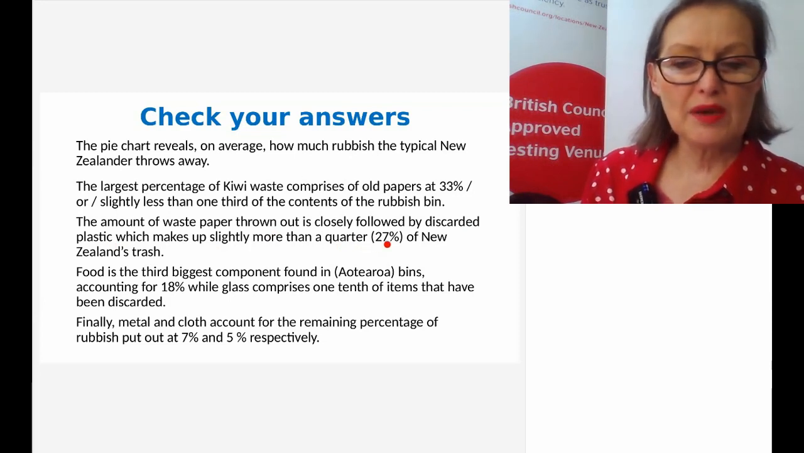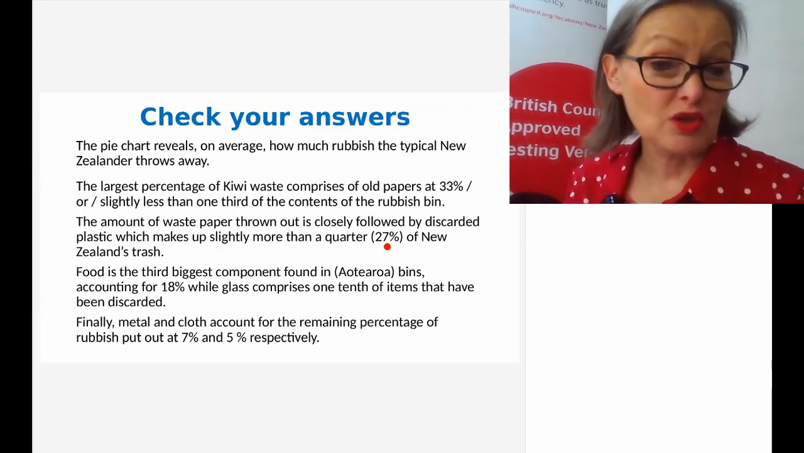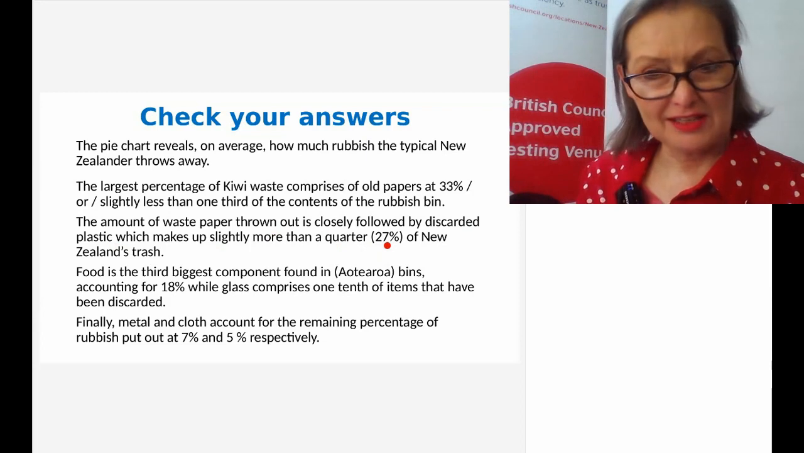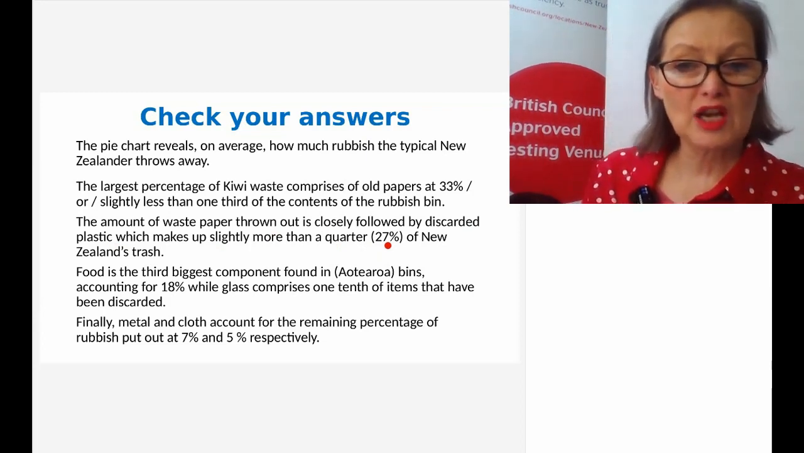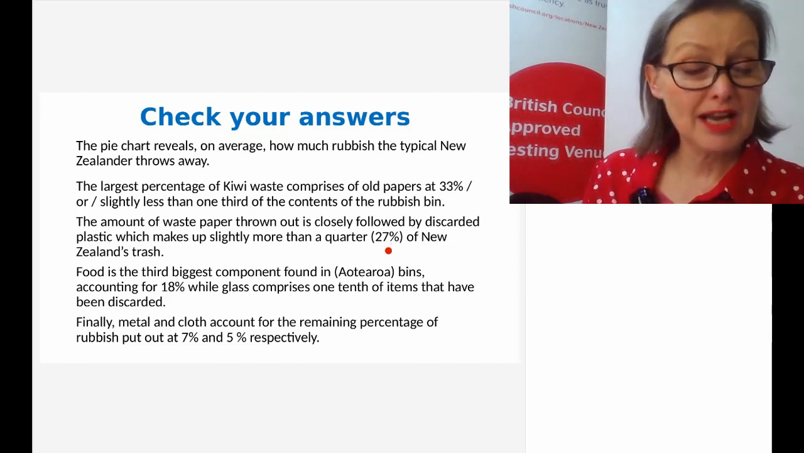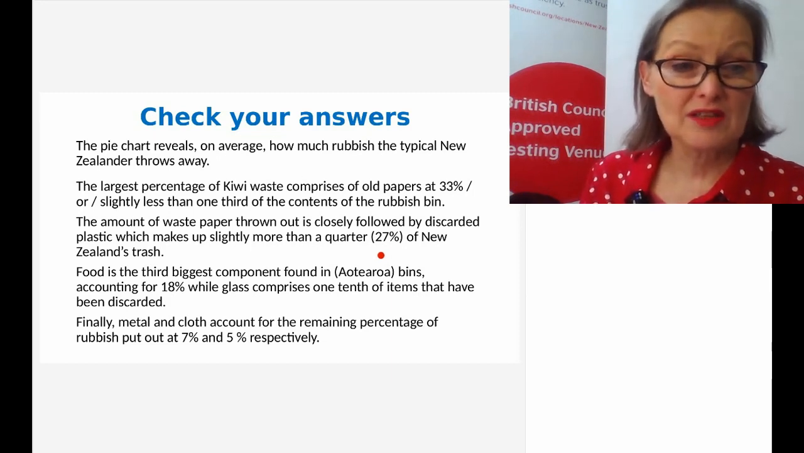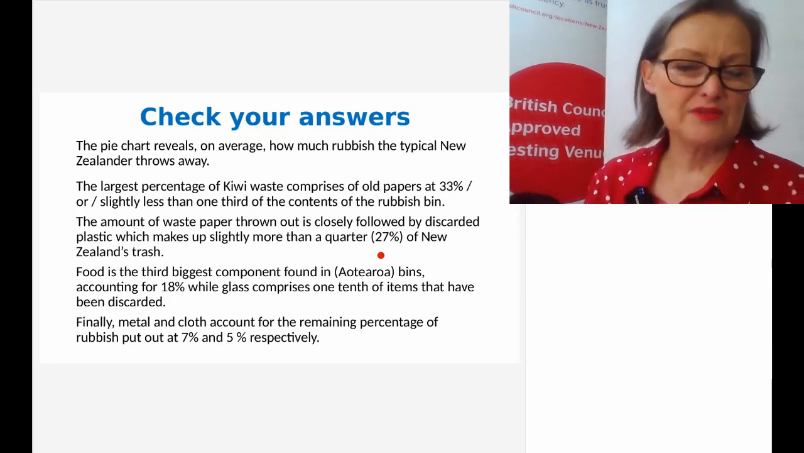When I put it this way, I can sometimes, and I would suggest you do it maybe once in your writing, put your percentage in brackets. So the amount of waste paper thrown out is closely followed by discarded plastic, which makes up slightly more than 1/4, in brackets 27%, of New Zealand's trash. So you can do that once.